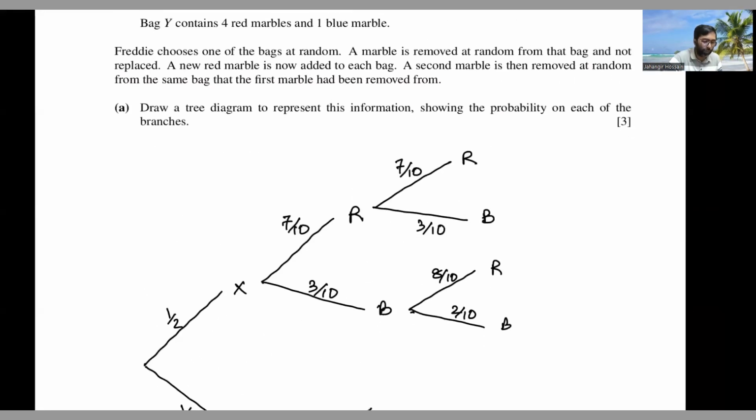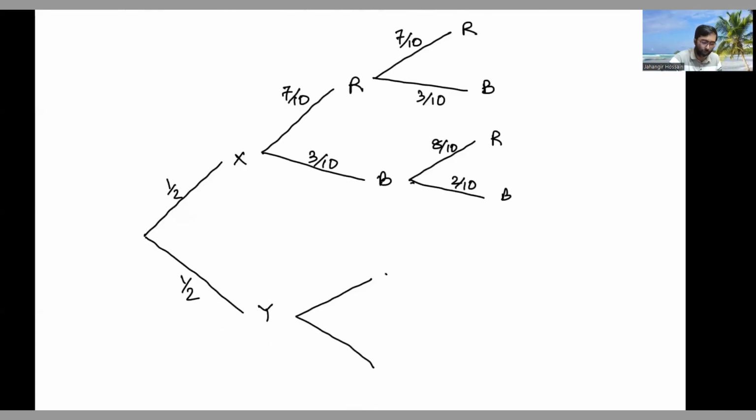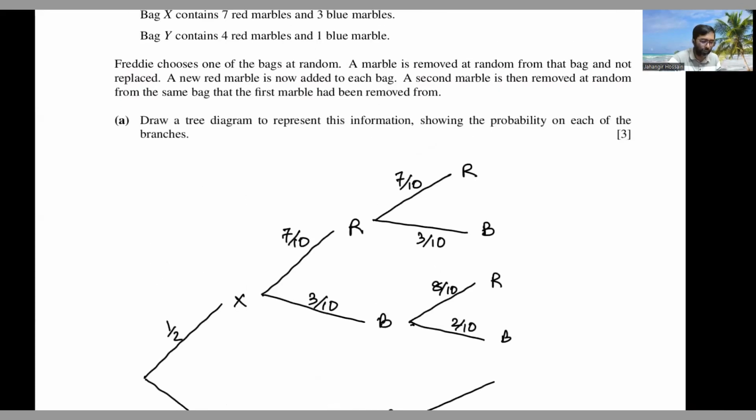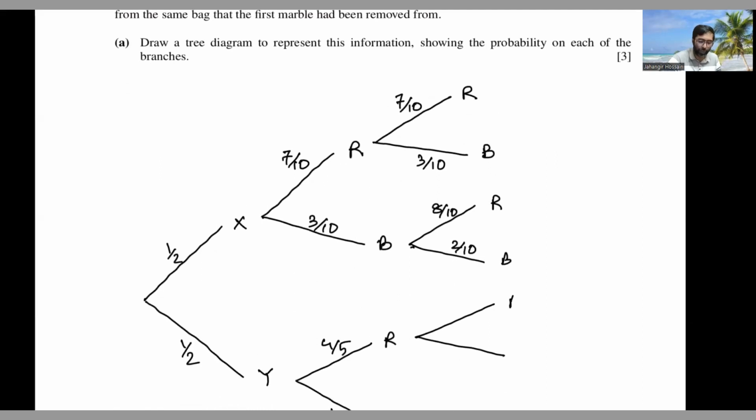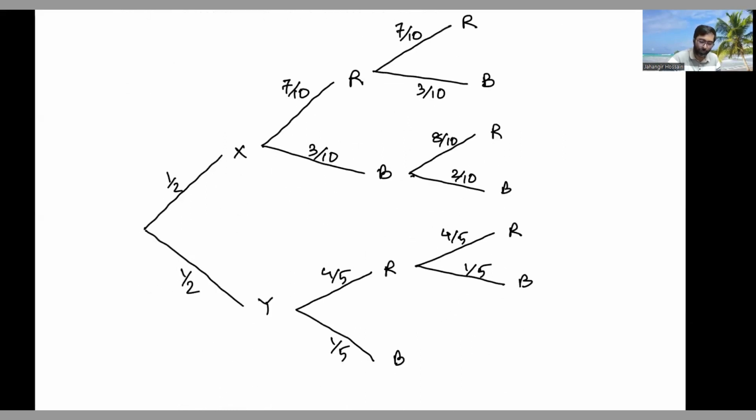Bag Y has 4 red marbles and 1 blue marble. So the probability of the first marble being red is 4 by 5, blue 1 by 5. Then if the first marble chosen is red, another red marble is added to the bag. So now we have the same number of red marbles and blue marbles. The probability of being red is 4 by 5, being blue 1 by 5.